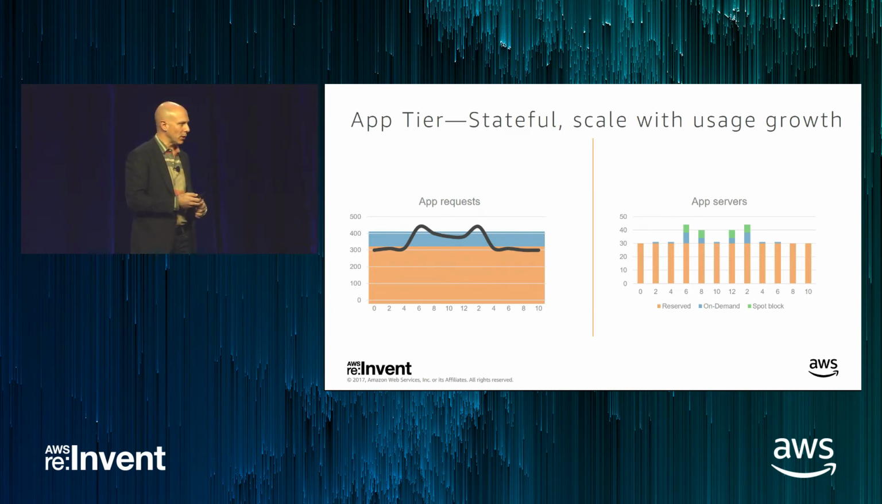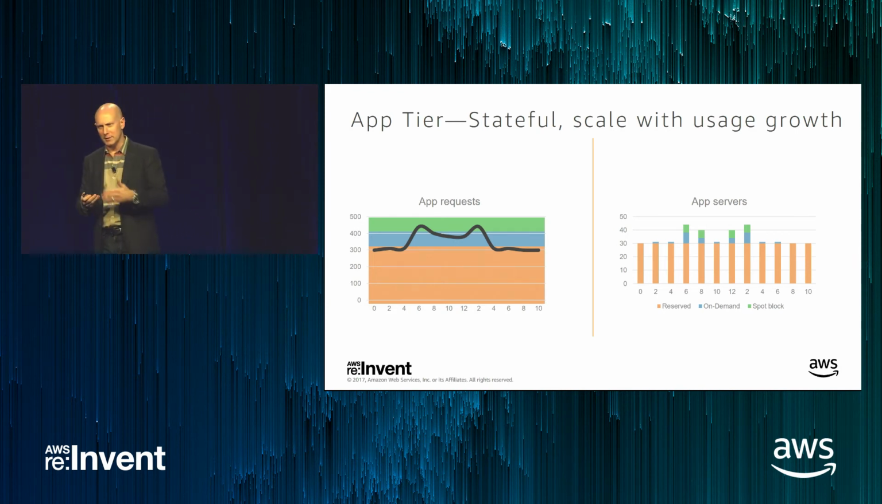I'm going to run that on-demand. Maybe I fill in the last little bit with Spot because those peaks last for a very short period of time, and I know those instances are going to come back down. Overall here, you could save 30 to 50% by using on-demand and Spot in a combined way with RIs.